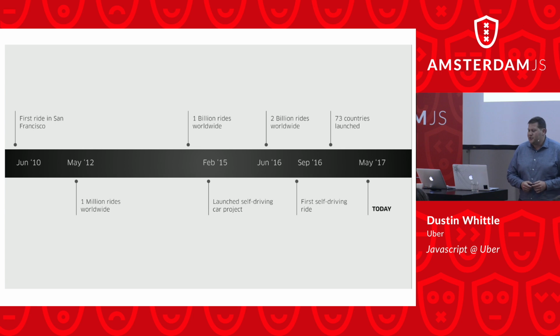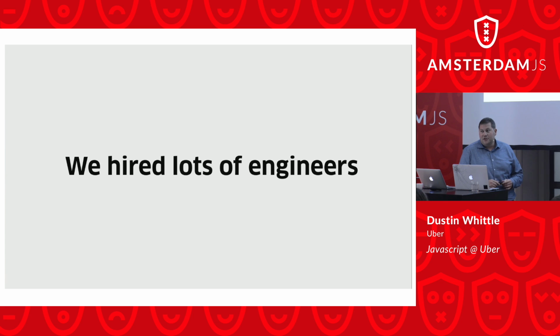So it all started in June 2010 in San Francisco. It was our first ride in San Francisco, and by May 2012, we hit our millionth ride. We hit our billionth ride in actually December of 2014, I believe, and we launched our self-driving car project in February 15th, and our first self-driving ride by September 2016. And so along the way, we hired a lot of engineers, and those engineers wrote a lot of software.